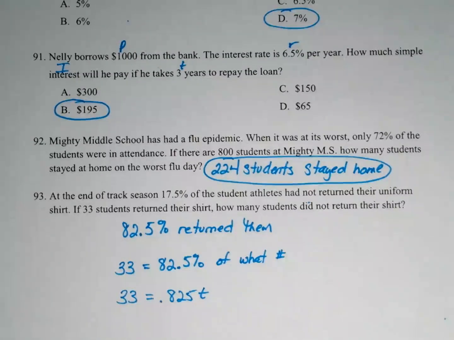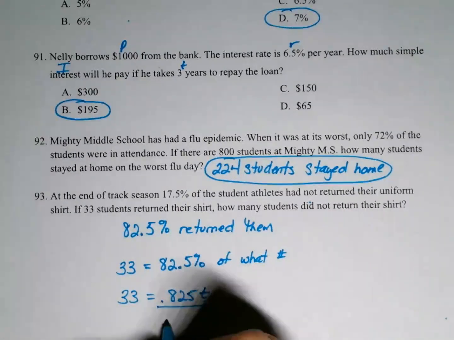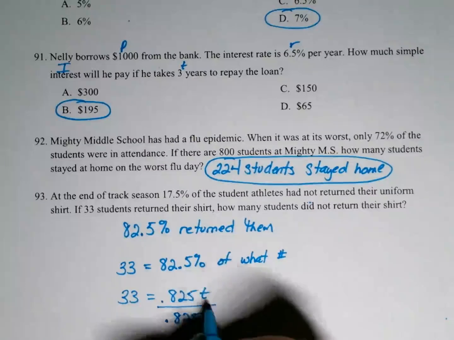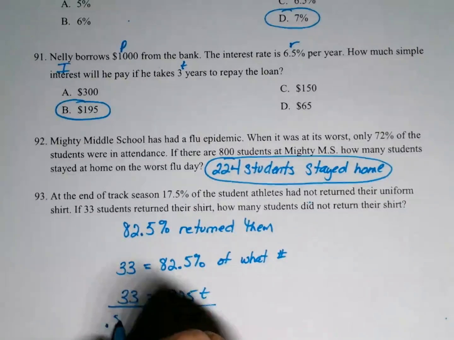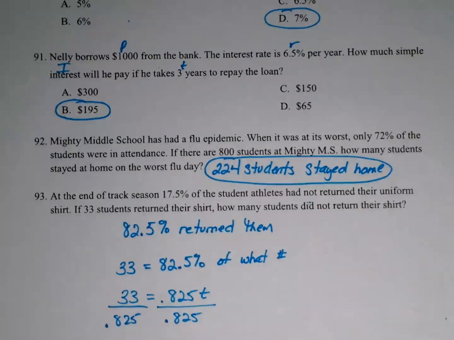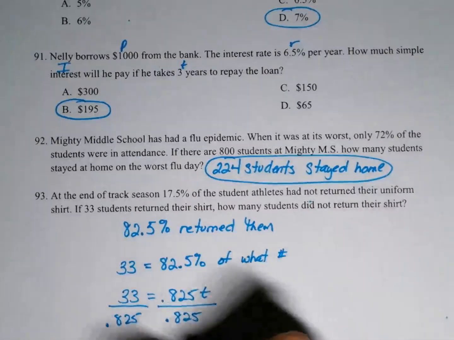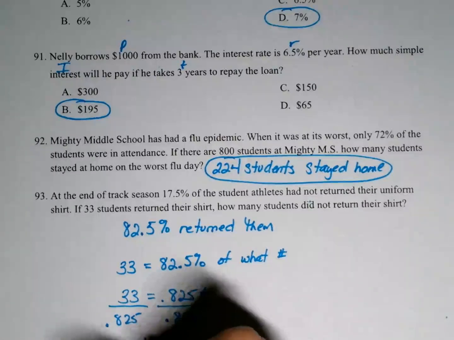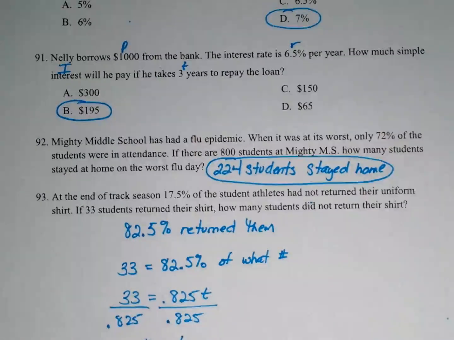So how do I get the t by itself? I have to divide by 0.825. Divide this by 0.825. Okay? So if I take 33 and divide it by 0.825, what do I get? T equals 40. Okay, so now I know the total number of kids on the team, right?